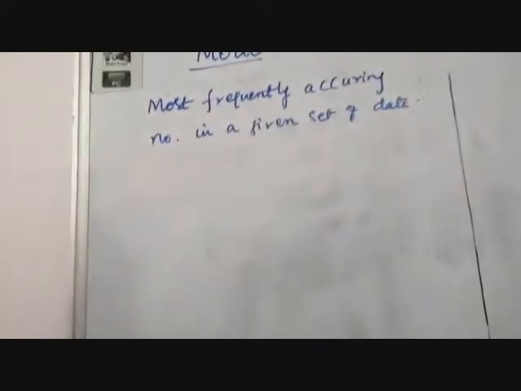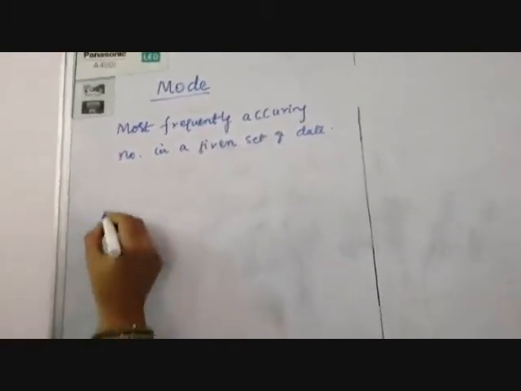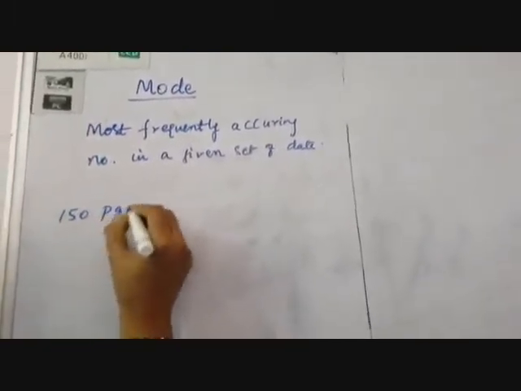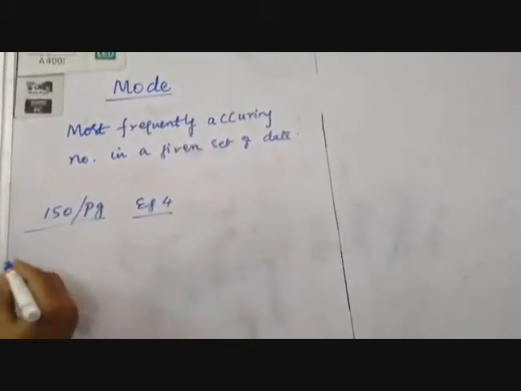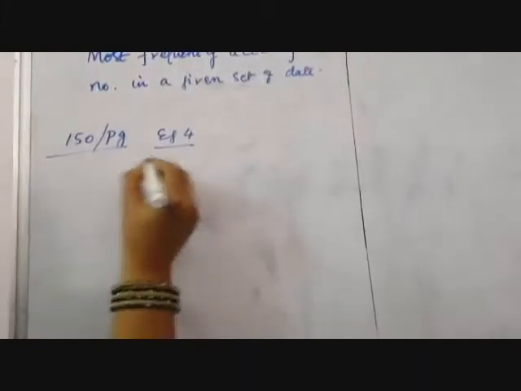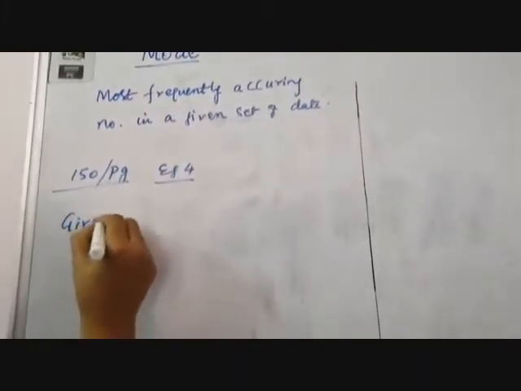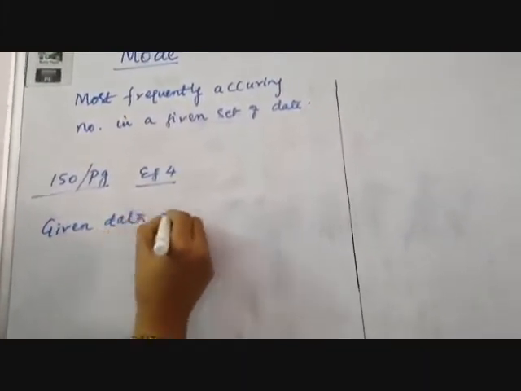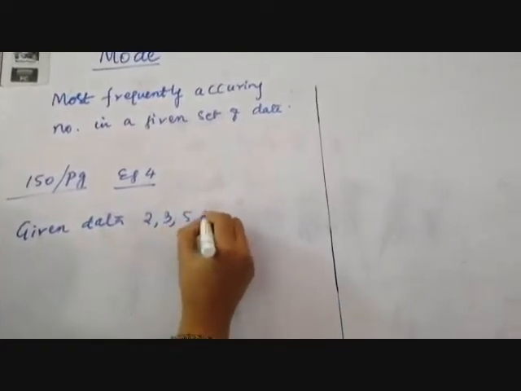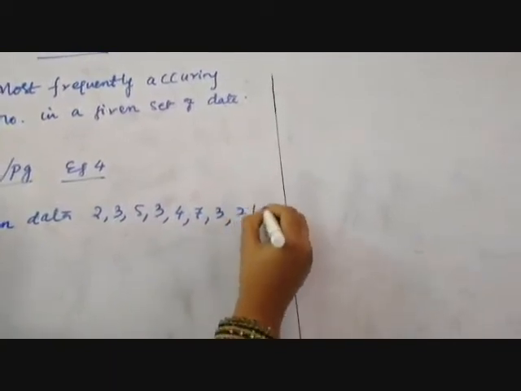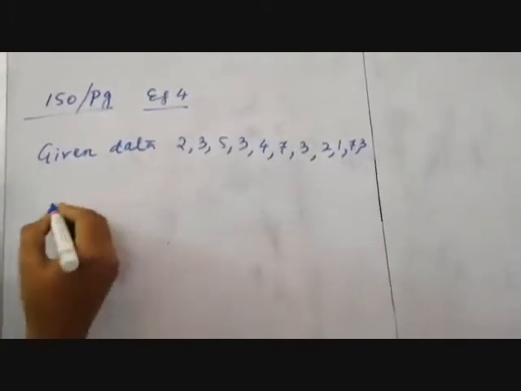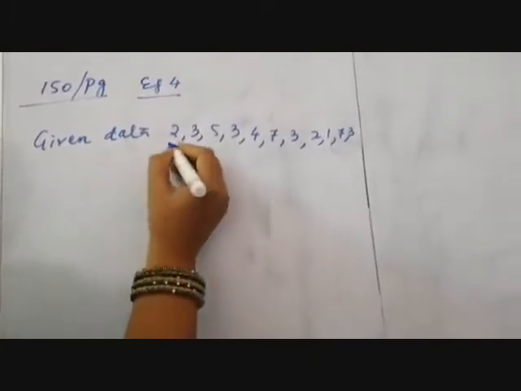Okay, so here is example 4, page number 150. Example 4 is explaining given data. What is the given data? First, write down the given data, children: 2, 3, 5, 3, 4, 7, 3, 2, 1, 7, 3. So here, arrange the numbers with the same value together. If you want, you can write like this also, or arrange them starting with 2.